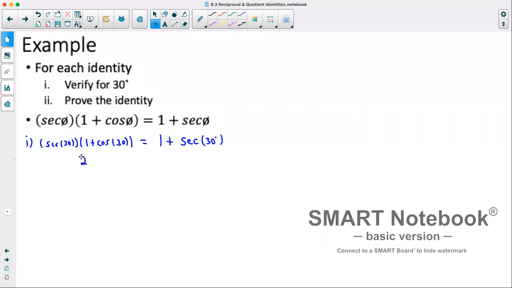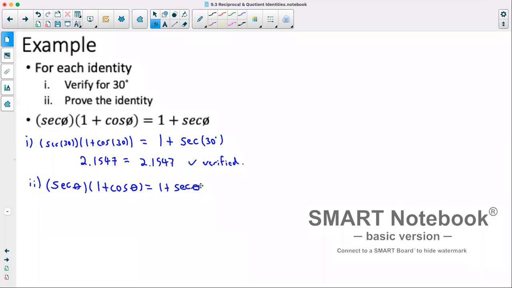So on this side, we get 2.1547. This side, we also get 2.1547. So we have verified these because these are the same. Now we'll prove that they are actually the same thing by doing a trig proof. So start out by writing what we have here: secant theta times 1 plus cos theta equals 1 plus secant theta.